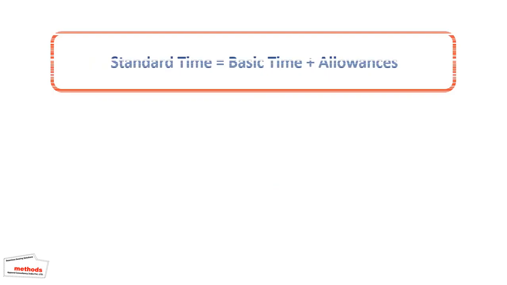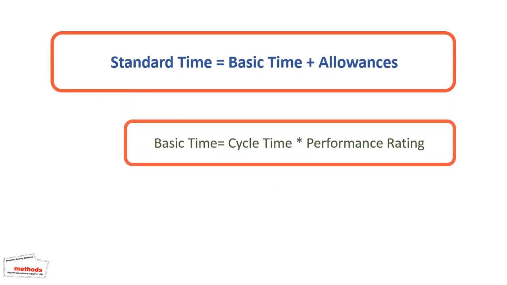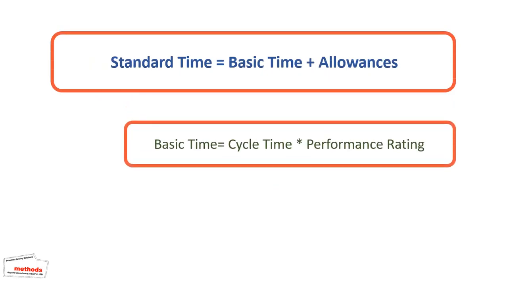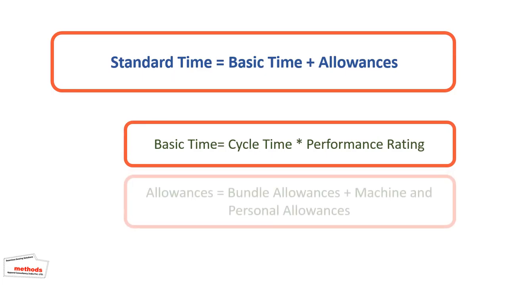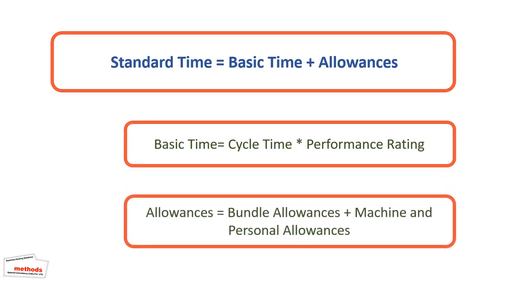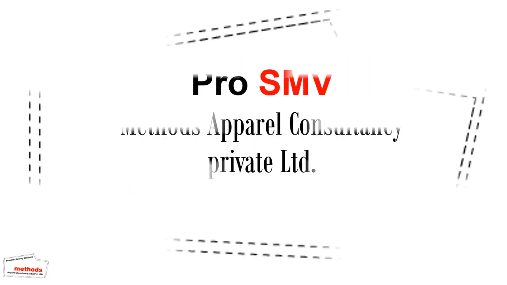So we already know that standard time is equal to basic time plus allowances. This basic time is the product of cycle time and performance rating. Also, the allowances in case of sewing time standards are the sum of bundle allowances, machine allowances, and personal allowances. So that was about calculating standard time and all for today.